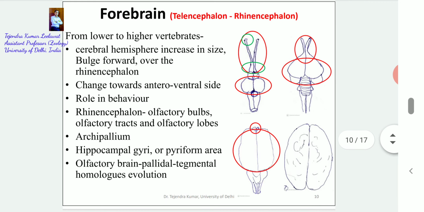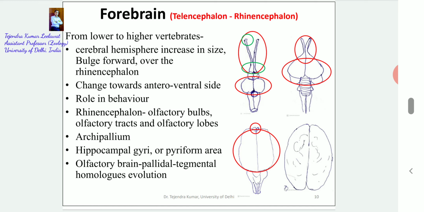Forebrain. As we discussed in the previous slide, in the parts of brain, we had seen there that forebrain is divided into two parts: telencephalon and diencephalon. So first of all, I am coming to the telencephalon, and telencephalon is also divided into two parts: the rhinencephalon and cerebral hemisphere. So first one is rhinencephalon.